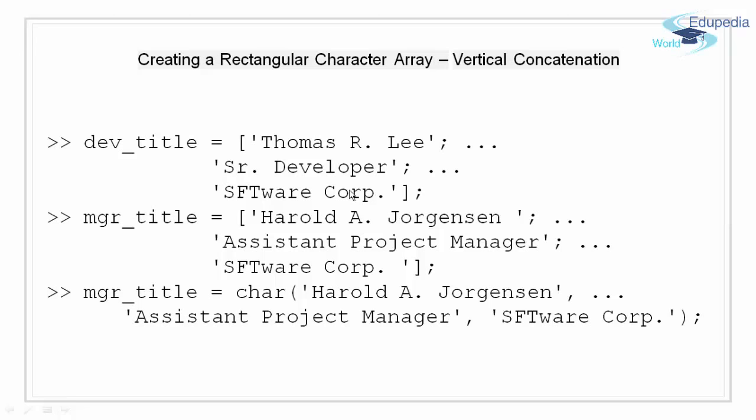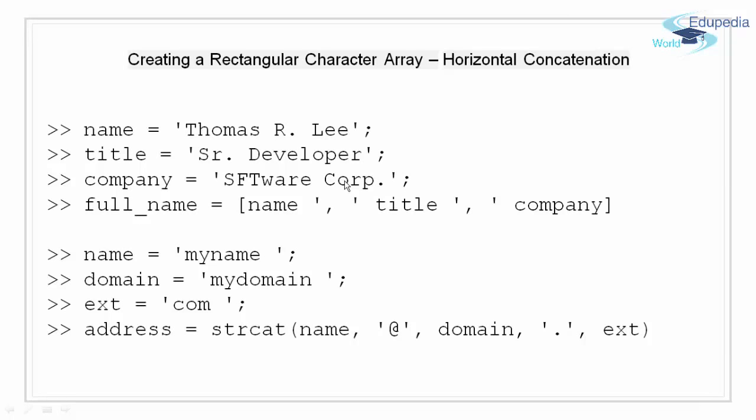So we have a development underscore title where we have certain names, say Thomas Arley. Then we use a semicolon, we get senior developer. Then we use a semicolon, then we get software cop. So these three values say the name, the position, and the company in a vertical format. Similarly, the same can be done using the character function. So we have manager underscore title with the character function called, and we are creating a vertical concatenation using character.